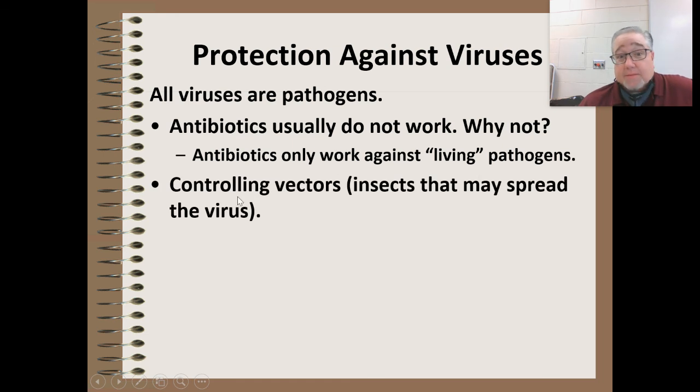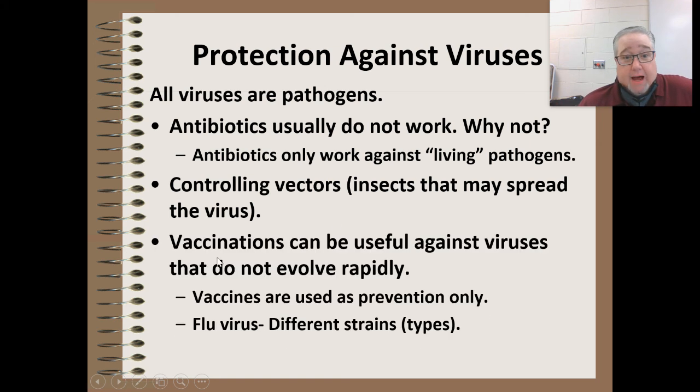We can control some of the organisms that spread the disease. For example, insects that might pass a disease from one person to the other. If we can control those vectors, then maybe we can control the spread of the virus. That's one thing that we can do. Vaccines. Vaccines are useful, like the coronavirus, for example, or a flu shot. Those are vaccines against viruses.